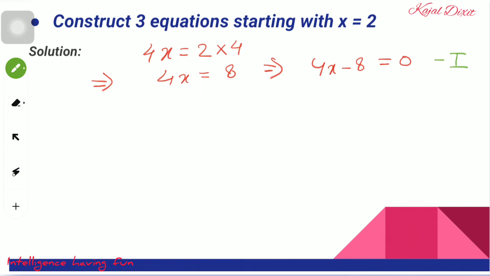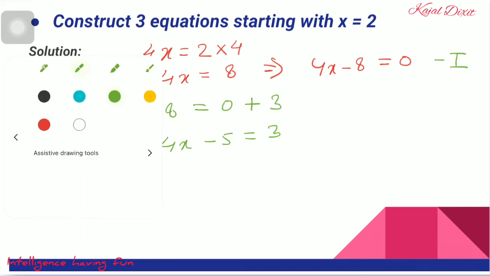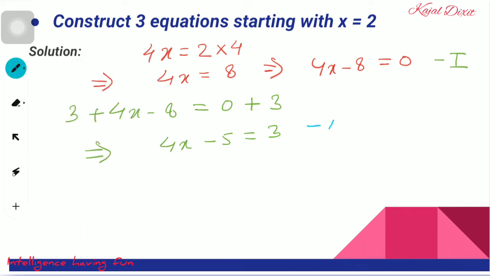Now, after writing 4x minus 8 is equal to 0, if I add 3 on the left side, I can add 3 on the right side also. With this I will get the equation 4x minus 5 is equal to 3. So this will be the second equation. Just see the process: whatever mathematical operation I perform on the left-hand side, the same thing has to be done on the right-hand side also, in order to balance the equation.